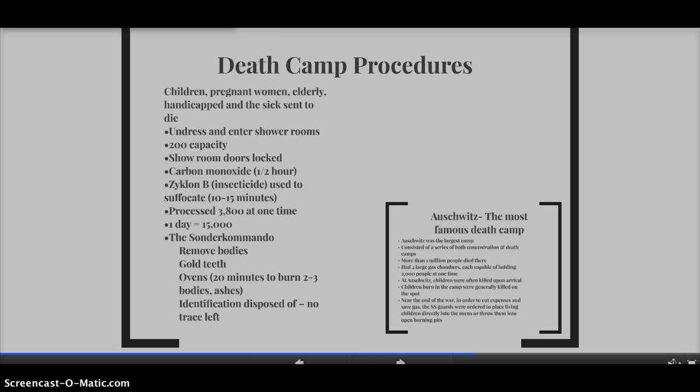It took about 20 minutes to burn 2 to 3 bodies, and then any other kind of identification that they had was disposed of. So there was no trace of these people. They were killed, they were burned, and so was their identification. So it's as if they never existed.